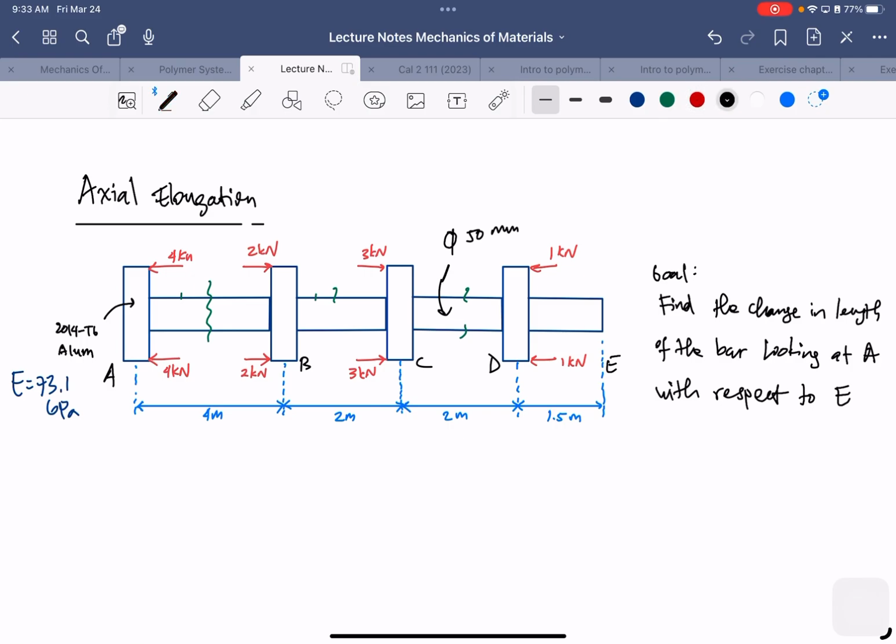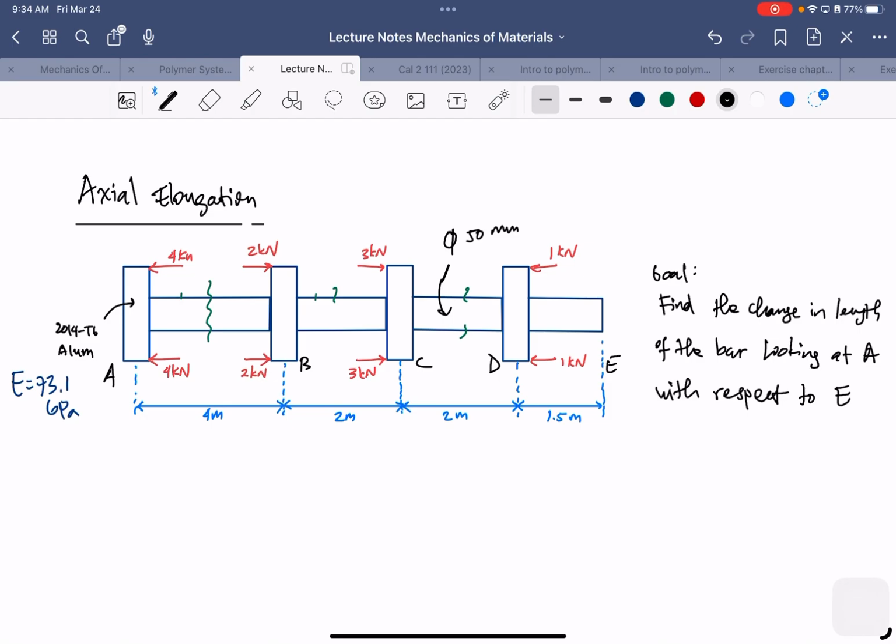It's the 2014 T6 aluminum, I think quite a common material for some structures. It has a modulus of elasticity of 73.1 GPa. Let me read the question. The question is: find the change in length of the bar, looking at A with respect to E.